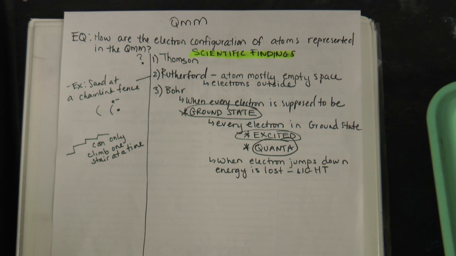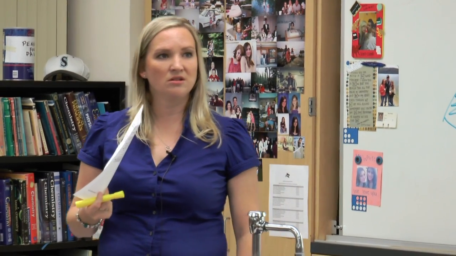I would think main ideas right now, because he's talking about 3 people. He's talking about Thompson, Rutherford, and Bohr. Maybe main ideas would be scientific findings or science of scientists. The fourth one is the QMM. So those 3 guys, before we started the QMM, those 3 guys were the precursors to the QMM. Right, and we do everything like that in science.